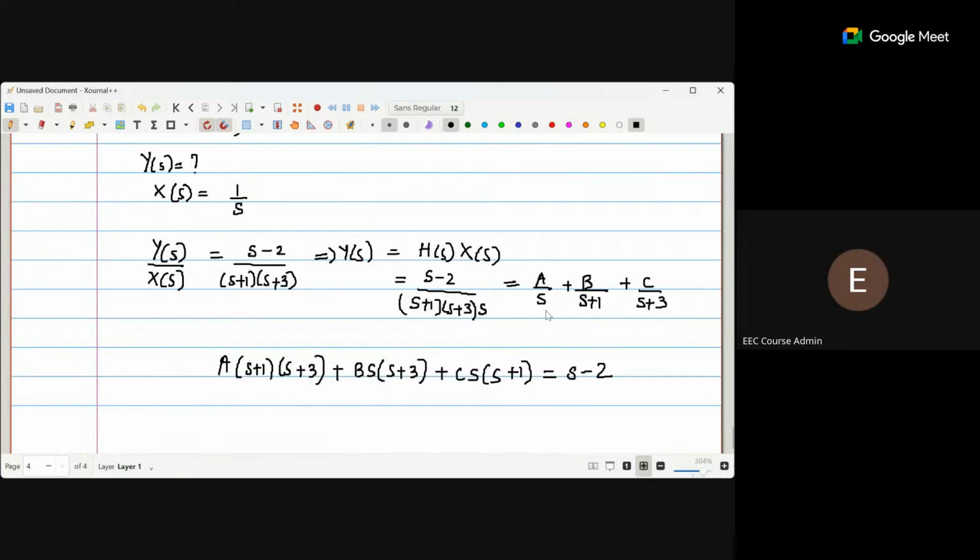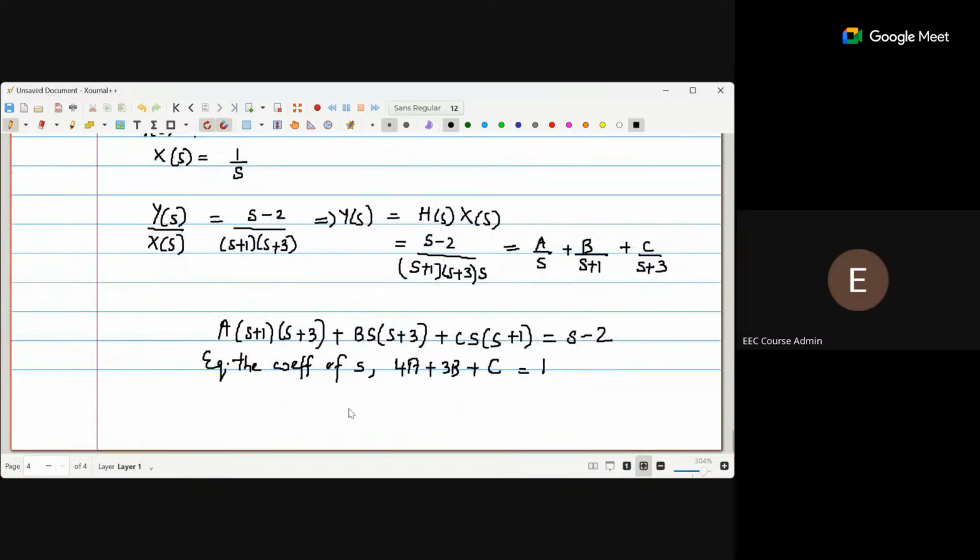So A into s plus 1 into s plus 3, plus B into s into s plus 3, plus C into s into s plus 1, that will be equal to this s minus 2. So equating the coefficient of s, what do you get? Here it will be s square plus 3s plus s, so 4A. Here it will be 3B. Here it will be C, equal to 1, equating the coefficient of s.